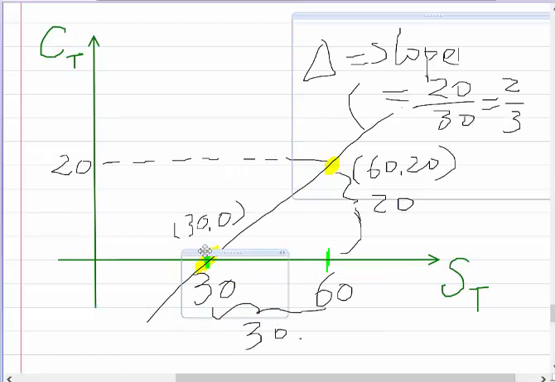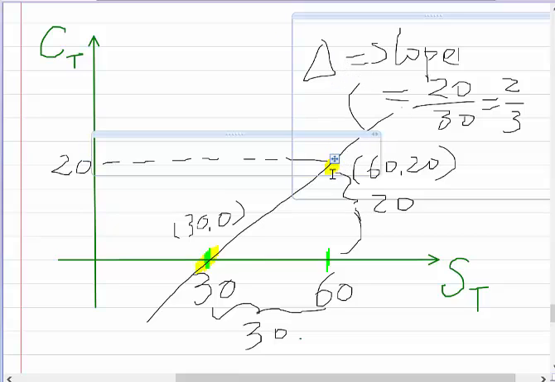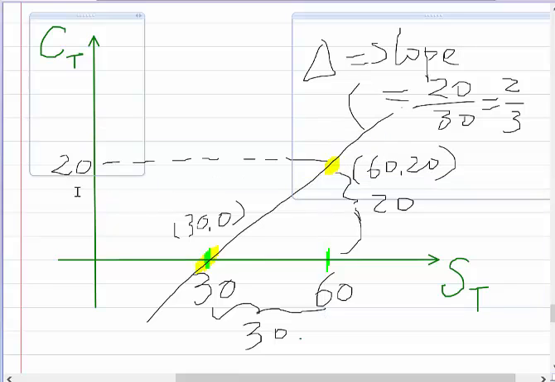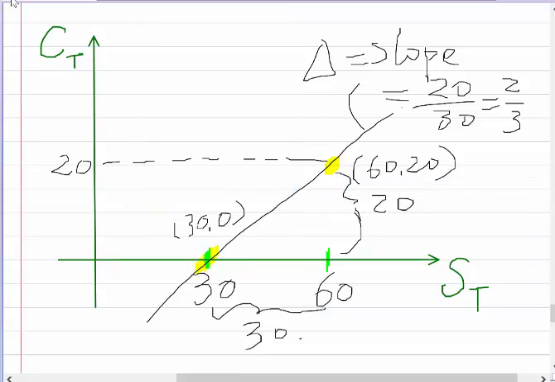And if you look at this picture, this is exactly how delta is calculated. It's 20 minus 0, the payoffs, and the upstate price is 60, the downstate price is 30. The distance is exactly 30, 60 minus 30 is 30. So delta is 20 over 30, and you get 2/3.